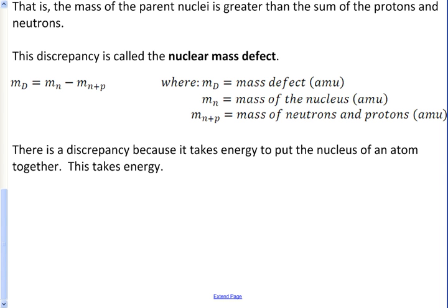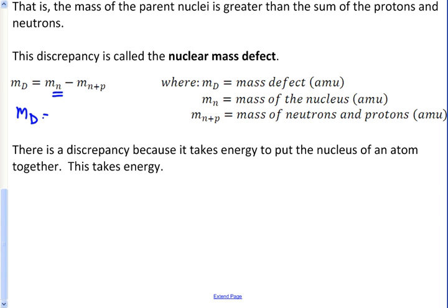So I've got an equation here for you. MD, I call the mass defect. The mass defect is equal to the mass of the nucleus minus the mass of the neutrons and the protons. Now I gotta tell you that this equation can be extremely confusing because I've got two n's in here. So what you might want to do is call this MD.